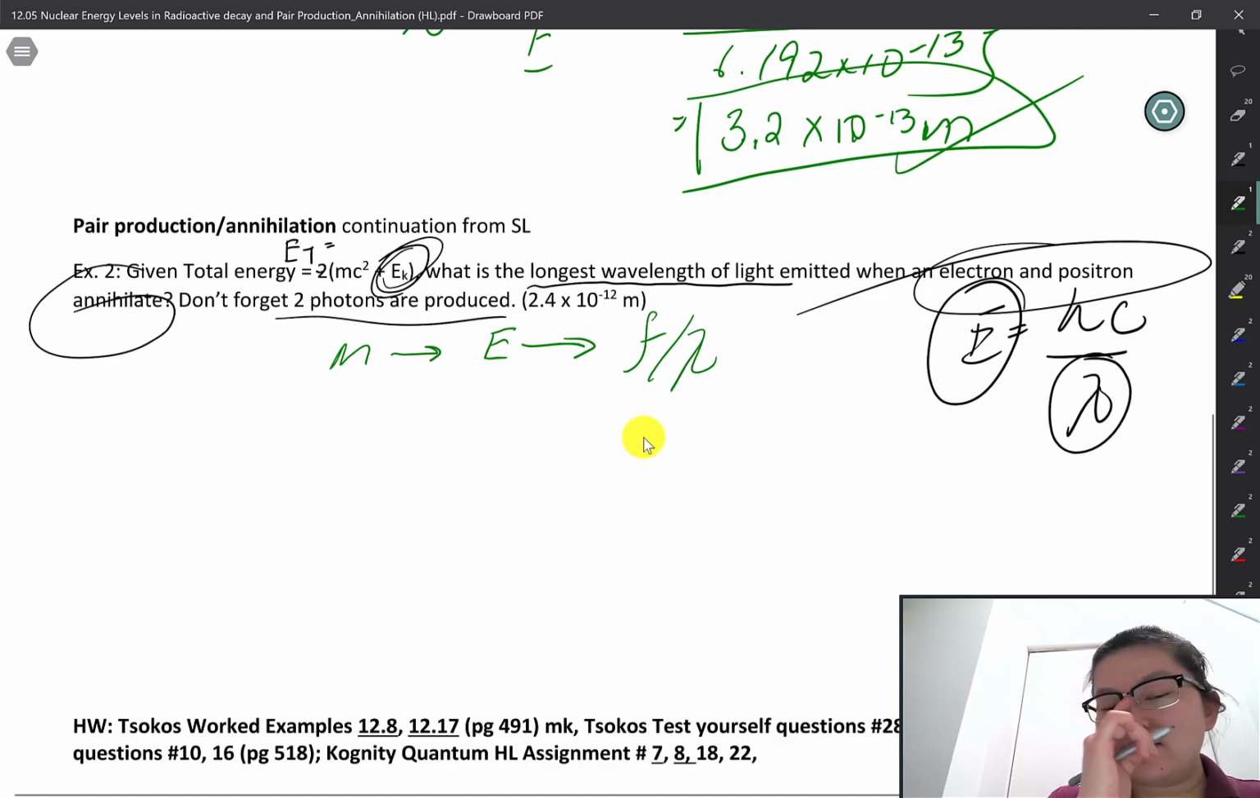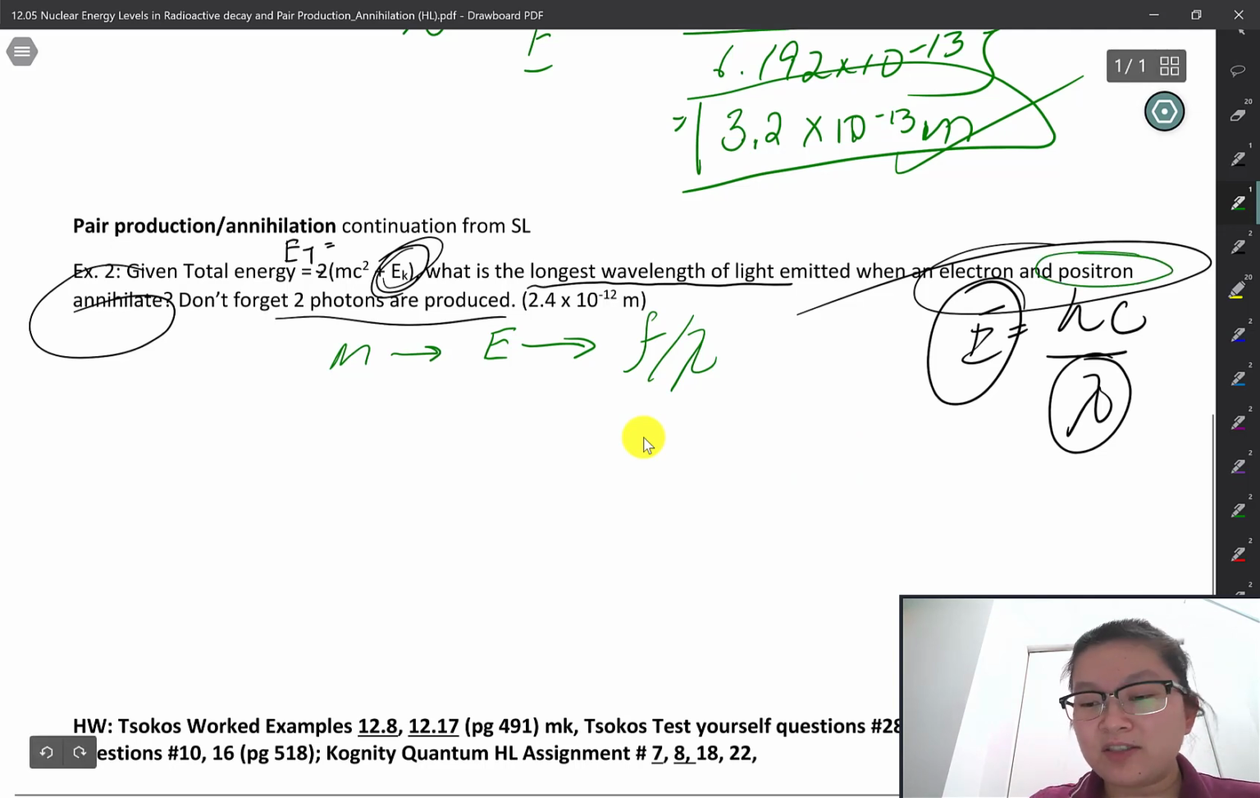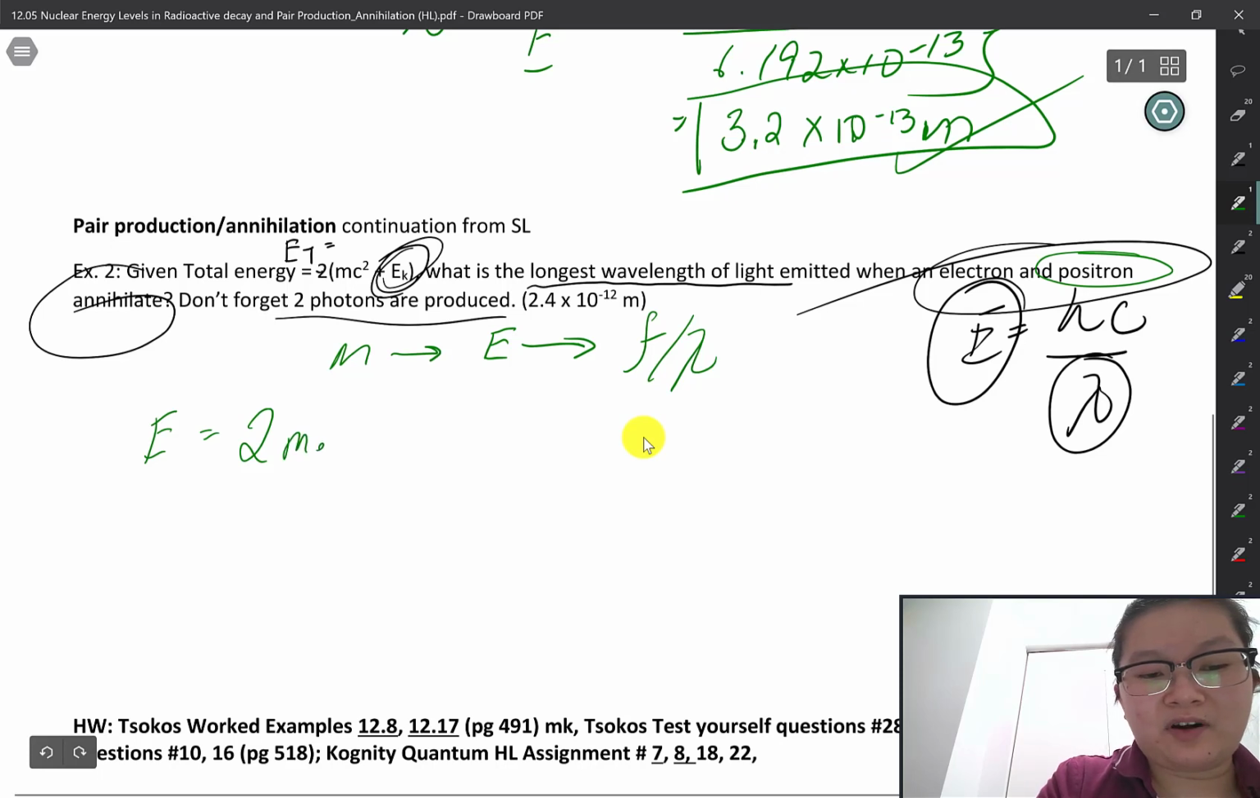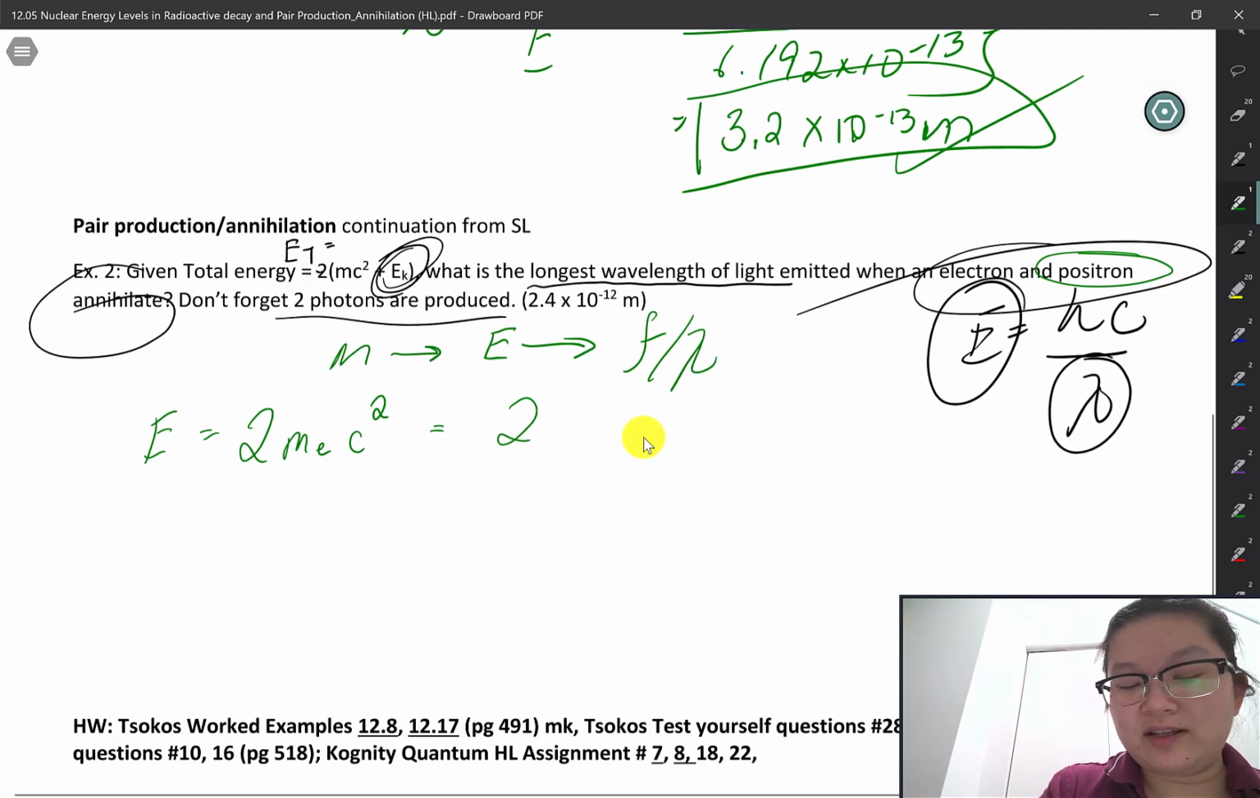So to get our energy, we're going to look at the mass of an electron, which is going to be exactly the same as its antiparticle, the positron. So this energy is going to be 2 times the mass of our electron times the speed of light squared. And this is going to get divided amongst our 2 photons of light, each of which is going to have some energy associated with the photon.